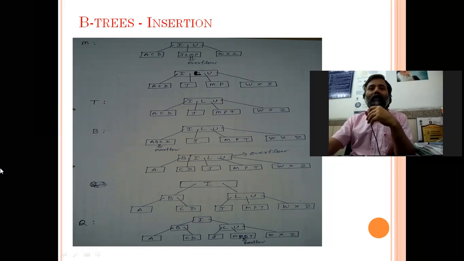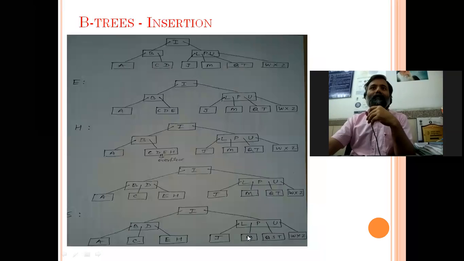Now, after moving this B upward into the parent node, again we are saying this is an overflow condition. So again this I will move upward. B at left and LU at right. Then Q. Q is greater than I, then it will move here, and it is greater than L and less than U, so it will be here. Now it is an overflow condition.